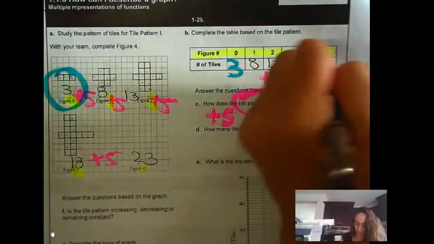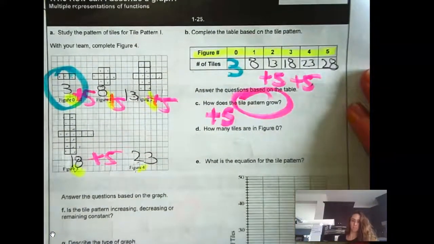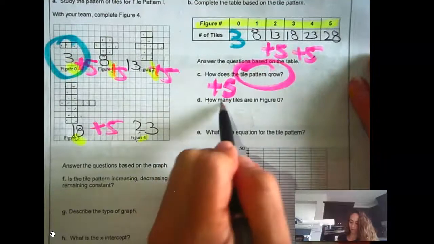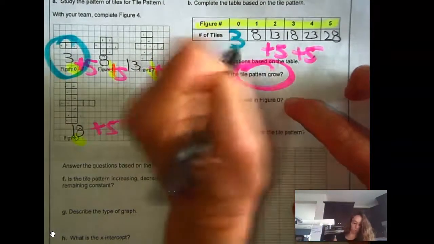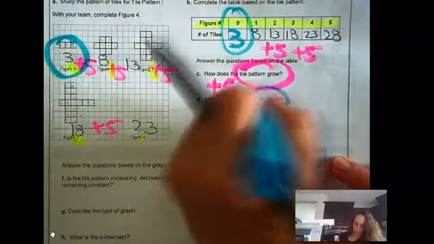23 plus 5 is 28. Okay, now they're going to ask how many tiles are there in figure 0. Figure 0, boom, 3.